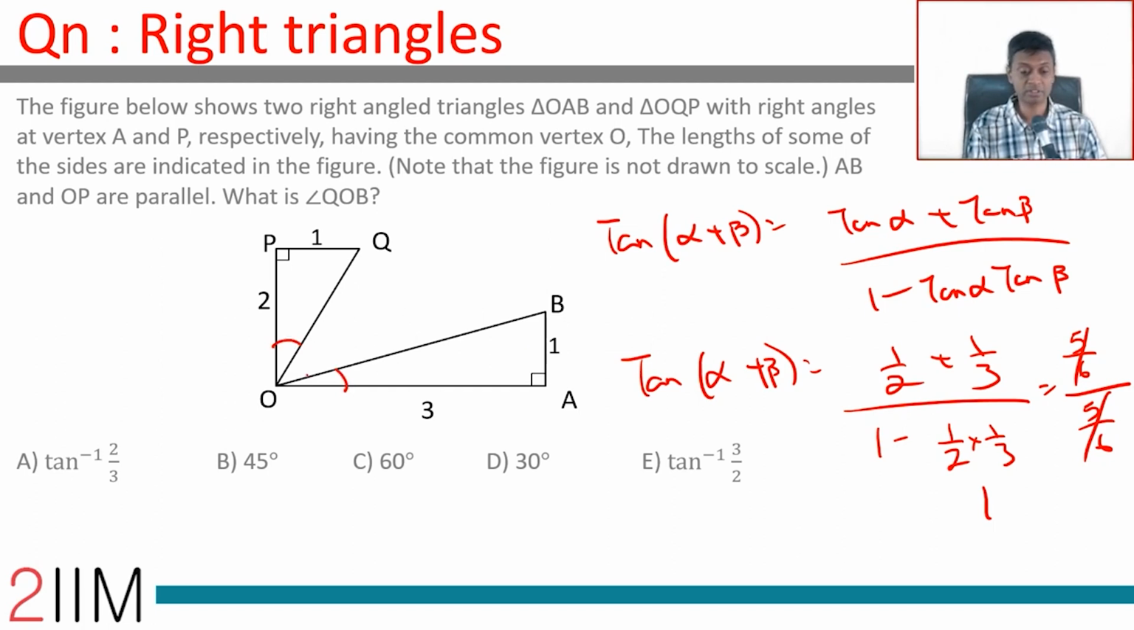This angle plus this angle is 45. The remaining should also be 45. Alpha plus beta is 45. Remaining should be 45. That's the answer we are looking for.